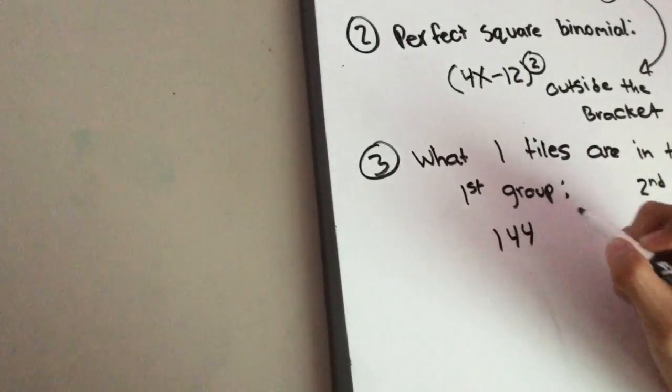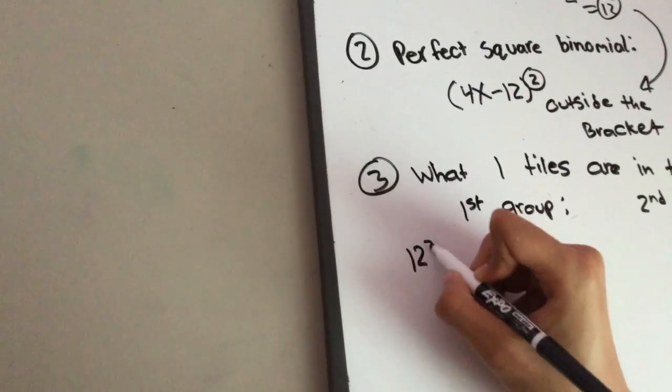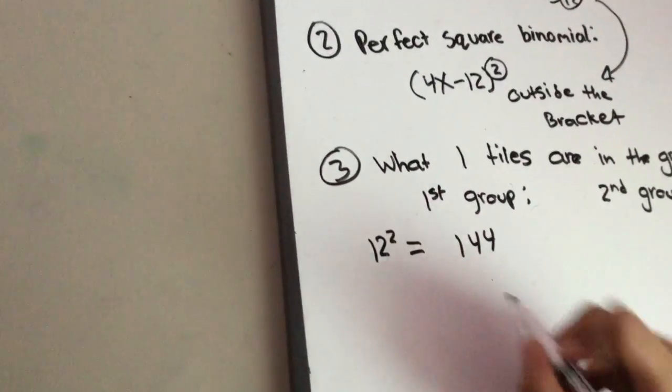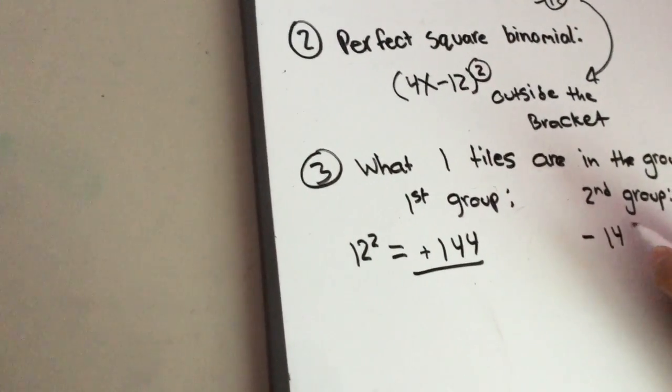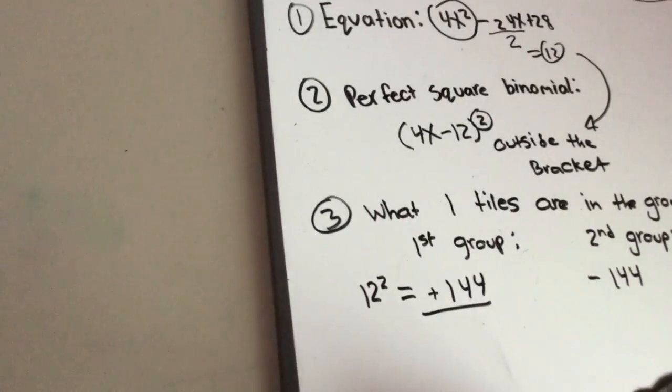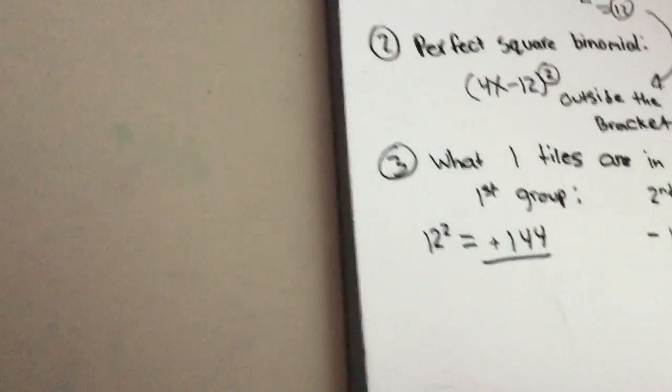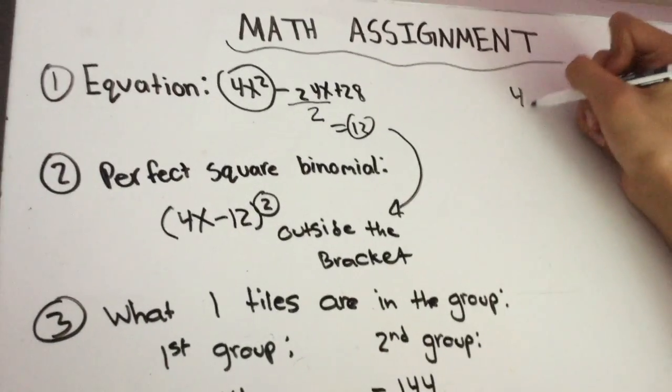So what we do here is we will get 144, because 12 squared is 144, which is positive, and we also get negative 144 because we have to keep it even.